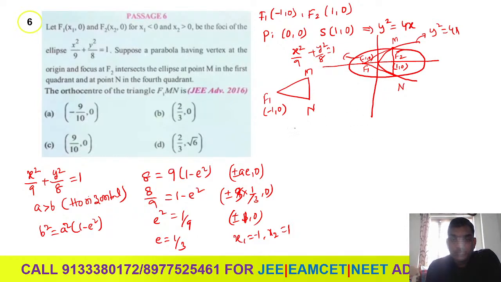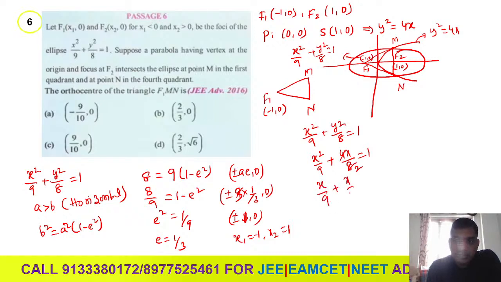So here, the ellipse is x square over 9 plus y square over 8 equal to 1. x square over 9 plus y square, which is 4x, over 8 equal to 1. 4 ones are 4, 4 twos are 8, so x square over 9 plus x by 2 is equal to 1. Now if we take the LCM, what is the LCM? 18 is the LCM. 2x square plus 9x is equal to 18.